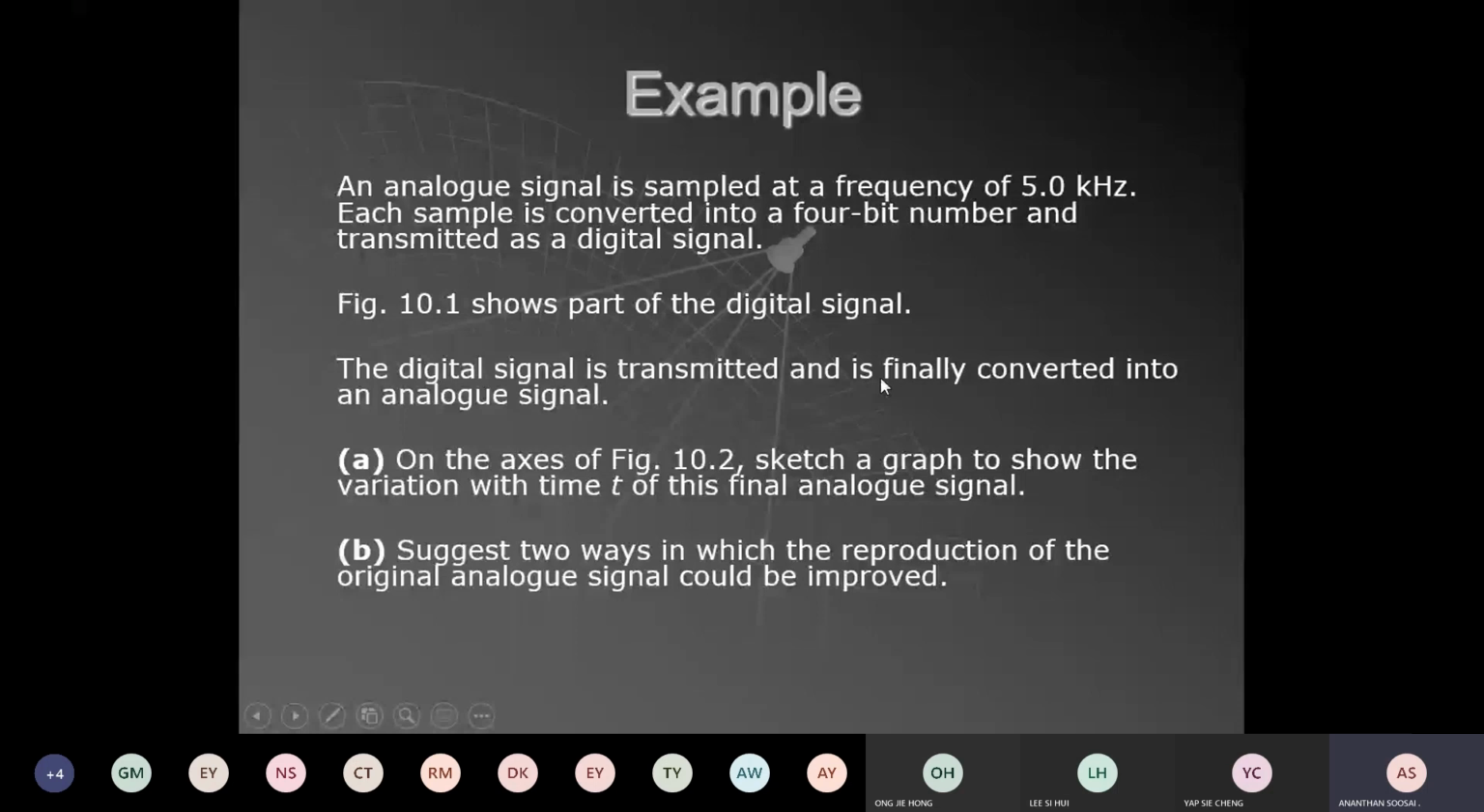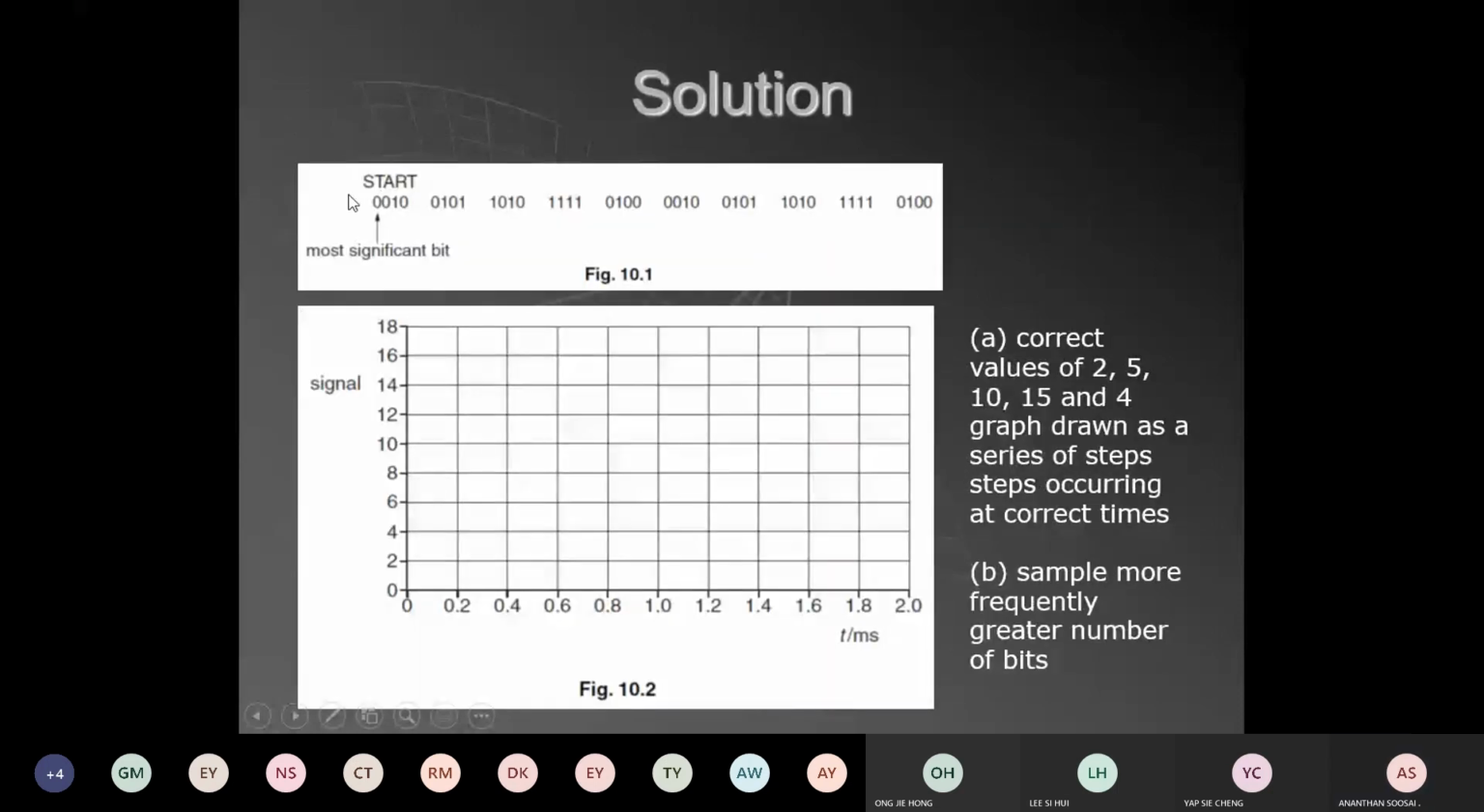The digital signal is transmitted and finally converted into an analog signal. On the axes of 10.2, sketch a graph of the variation with time t of this final analog signal. So they're asking how the graph is going to look when this digital signal is converted to analog. Can you trace this analog signal recovered from digital? First, you need to know what the first number belongs to.